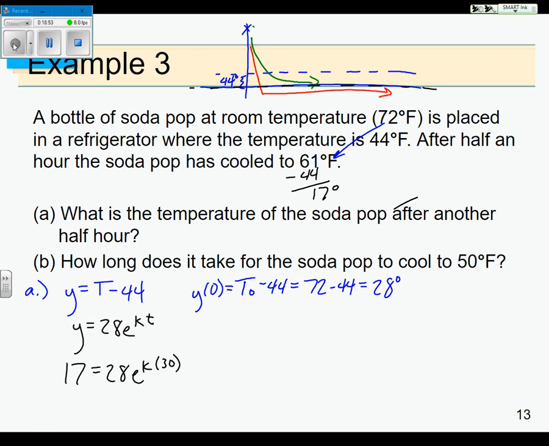I'm going to put all of my t in minutes on this one. I have very similar math on this. I'm going to divide both sides by 28 and take the natural log. That's going to give me natural log of 17 over 28 equals 30k. Divide both sides by 30. My k came out to be negative 0.01663.